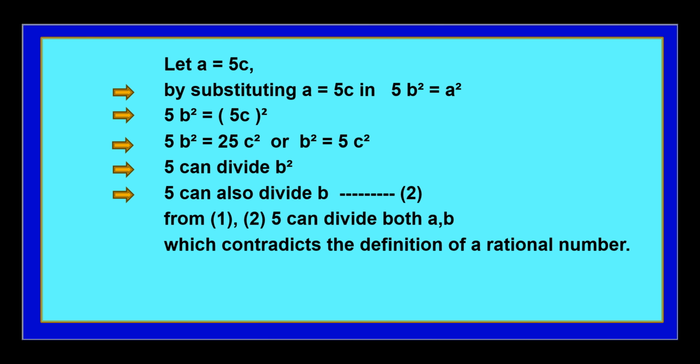But from the definition of a rational number, both a and b should not have a common factor. Therefore, this contradicts the definition of the rational number. Since it is a contradiction to the given question, our assumption is false. Since our assumption is false, then root 5 is an irrational number. You see, our assumption is false.